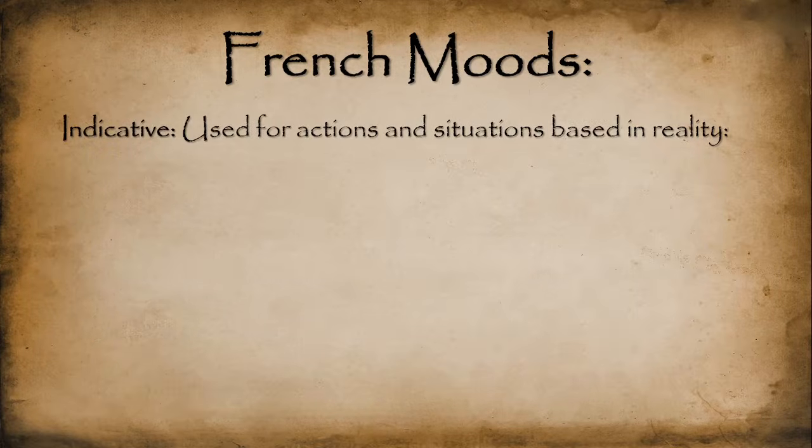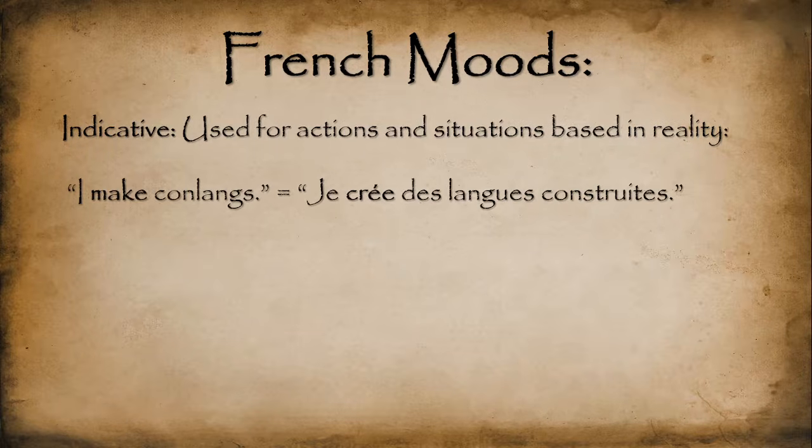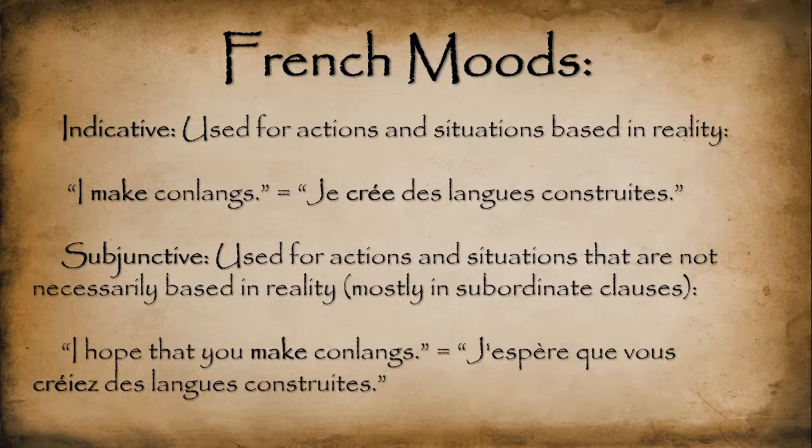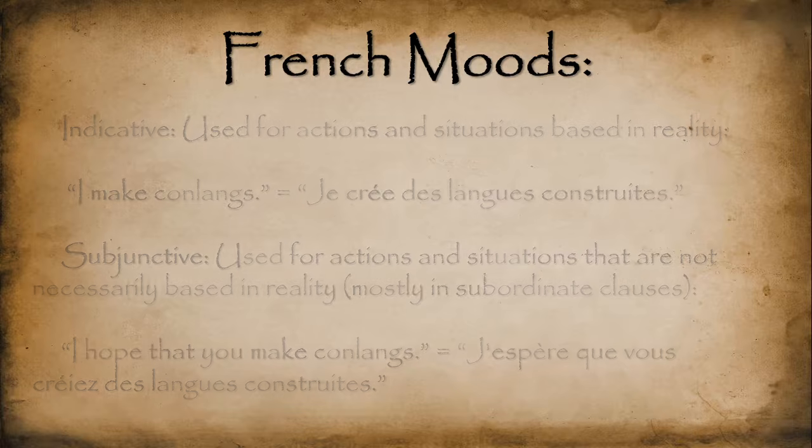The indicative mood is used for actions and situations based in reality, so I make conlangs would be je crée des langues construites, while the subjunctive mood is used for actions and situations that are not necessarily based in reality, and it's used mostly in subordinate clauses. So, I hope that you make conlangs would be j'espère que vous créez des langues construites.